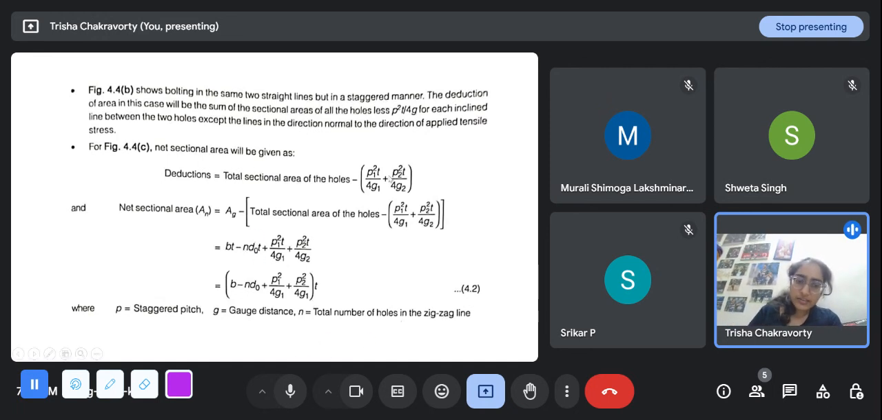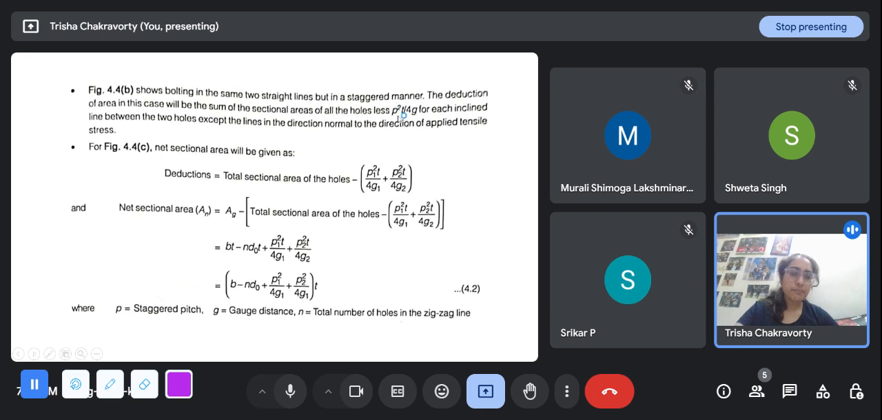And then we do a reduction on the reduction. Inside the bracket, we put this with a minus, so it actually adds up in the formula. If they were not staggered, if this term was not present, then the net area would be bt minus nd₀t. But since it is staggered, a term is actually added to the net area, so the net area is greater than what it would be had it not been staggered, and that is working in our favor. The lesser the area, the more critical it will become, so we would rather place it in a staggered manner.